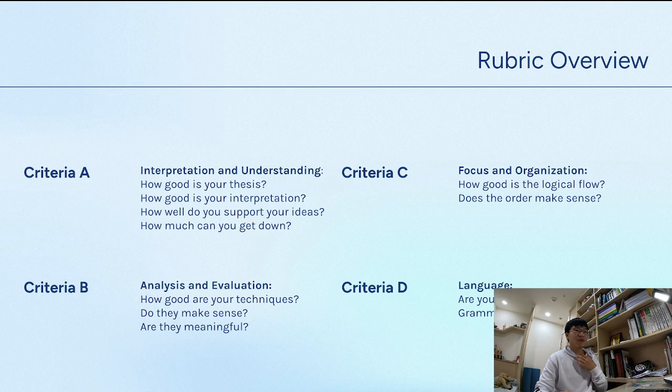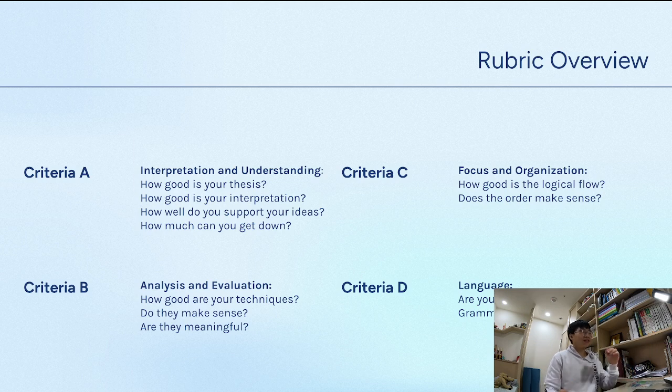Now, here's the rubric overview and what I think about it. So, A, interpretation and understanding. So, how good is your thesis? How good are your ideas? How much did you get down? Does your evidence support your ideas well? That's your interpretation of the photograph, and does it make sense?